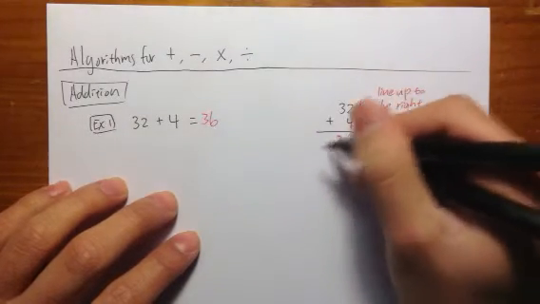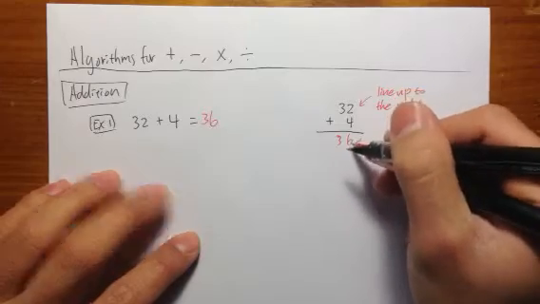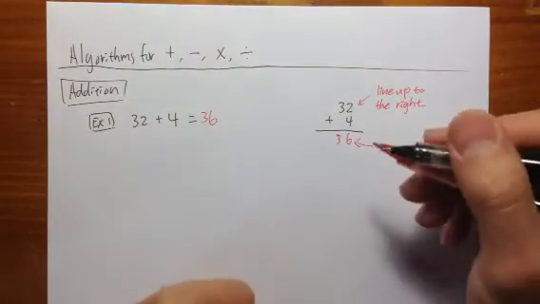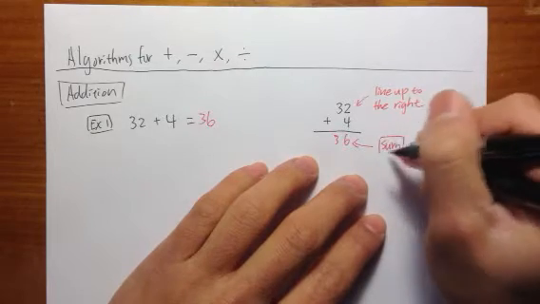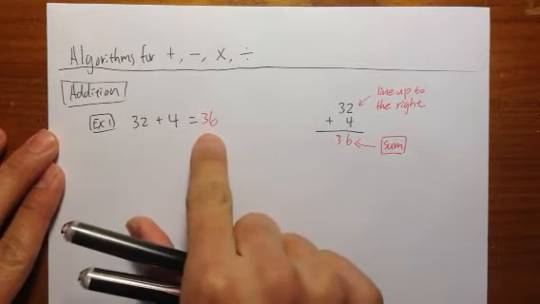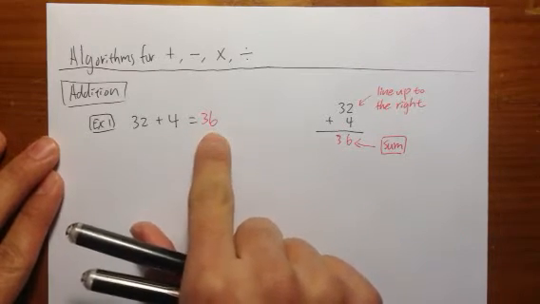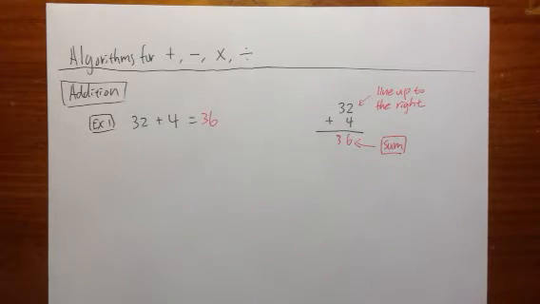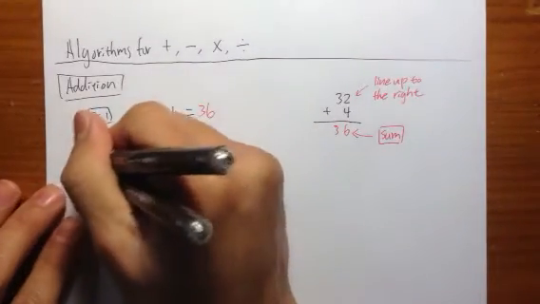And so this is where the answer is, and the answer to addition is called the sum. So 32 plus 4, the sum turns out to be 36. Okay, the sum is 36. The answer to addition is called the sum or the total. Okay. So let me do another example.